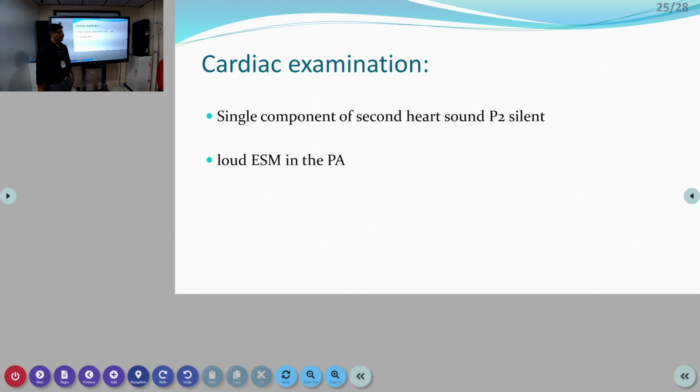On cardiac examination, in auscultation, the second heart sound will only be a single component. That is, only the A2 component will be prominent. The P2 component will be silent because of severe pulmonary stenosis, and you will get a loud ejection systolic murmur in the pulmonary area. This is the main feature of tetralogy of Fallot, along with the cyanosis and clubbing. If you get a single sound in the S2, no P2 component at all, and a loud ESM in the pulmonary area, you are dealing most likely with tetralogy of Fallot.